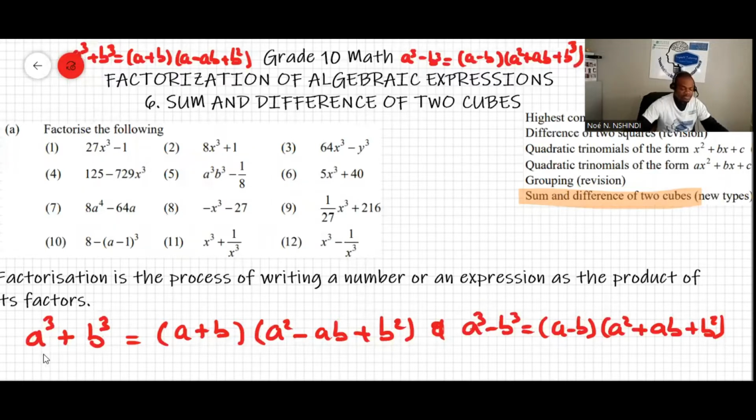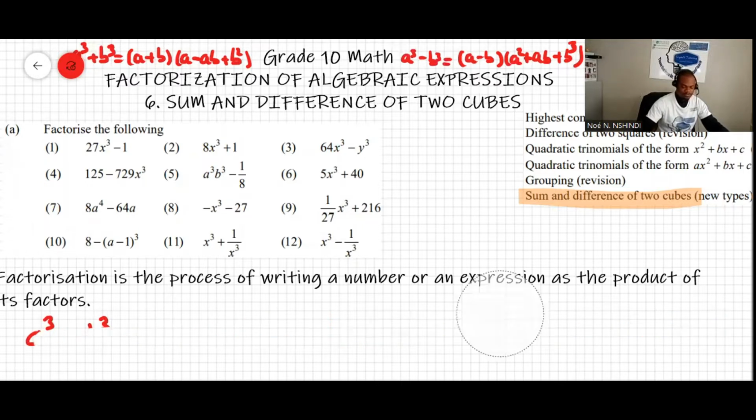Now remember that when it's a plus here, it has a plus at the beginning in the first pair of brackets, and then a minus in the second pair of brackets. And when it's negative, it has a negative here, and then a plus there. Okay, so let's start with the questions. Question 1.